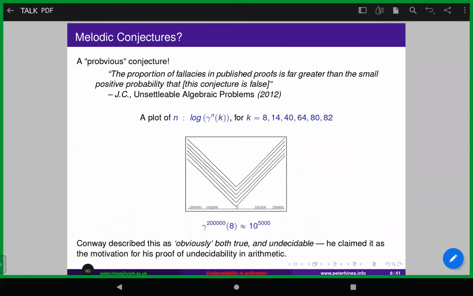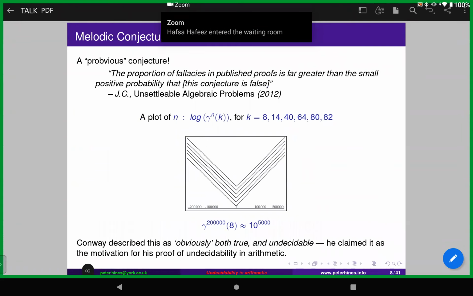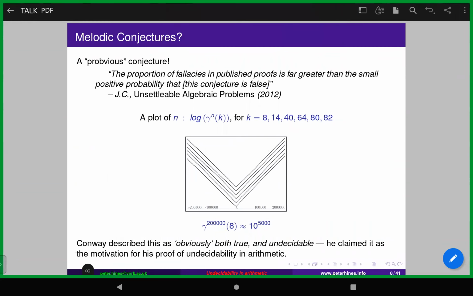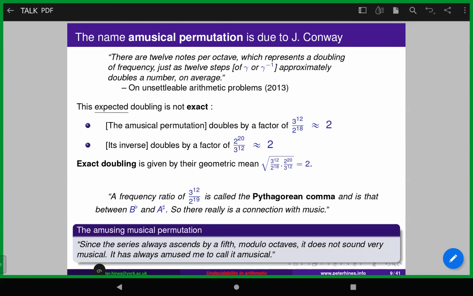If we choose some natural number here, we have a finite interval where it's decreasing, and assuming the conjecture is true, infinite intervals where it's increasing for either gamma or gamma inverse. So simply because we're working in the infinitary setting, both gamma and gamma inverse can approximately double a number on average.